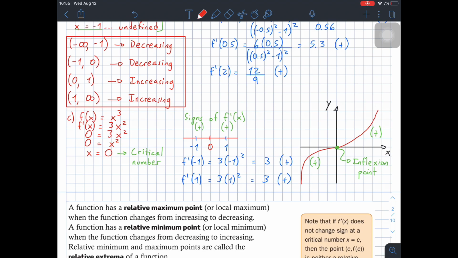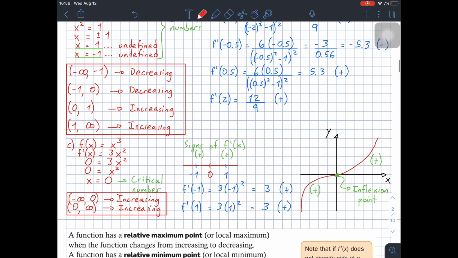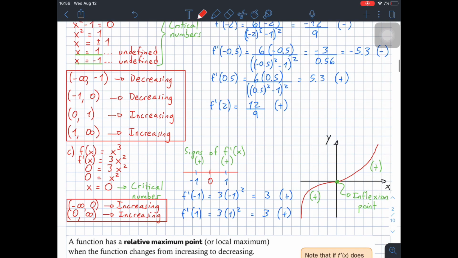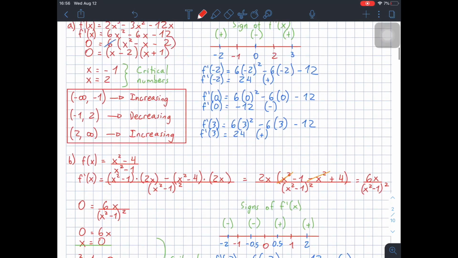So to conclude this, we're going to say that from negative infinity to 0, the function is increasing. And from 0 to positive infinity, the function is still increasing. Okay, so with these 3 examples, we have seen all of the different particular situations that we can see when we're analyzing graphs, okay? And basically what we just saw, if we want to summarize today's class, is that the first derivative tells us if the function is either increasing or decreasing at a certain interval, right? And we applied that to 3 different examples, okay?